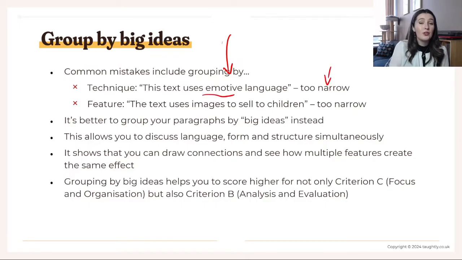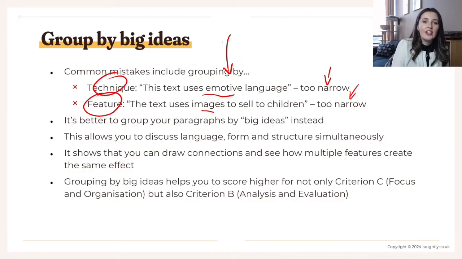It's too narrow. You're not going to have a lot to argue. You're not going to be able to get particularly deep. Or by using a feature. This text uses images to sell to children. Again, that's too narrow. This text uses layout. This text uses text, right? So avoid technique, avoid feature. You're going to do it by big ideas instead.